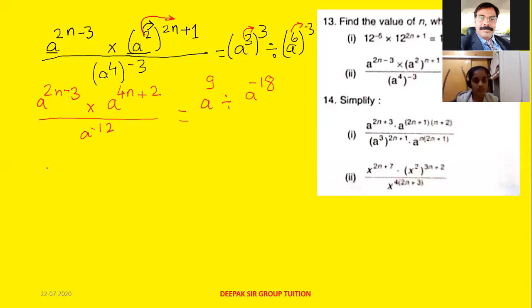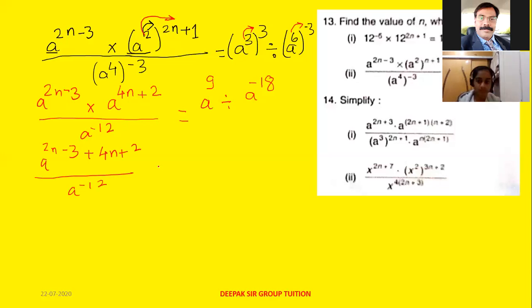We can see that the numerators have the same base separated by a multiplication sign, so we'll add the powers. Same base: a raised to 2n minus 3 plus 4n plus 2, divided by a raised to minus 12, is equal to, now we'll simplify these two parts.